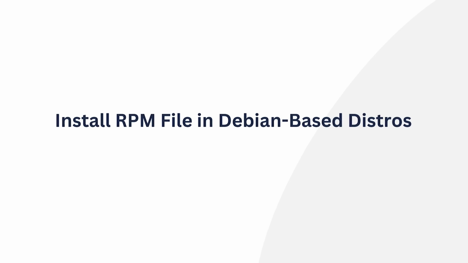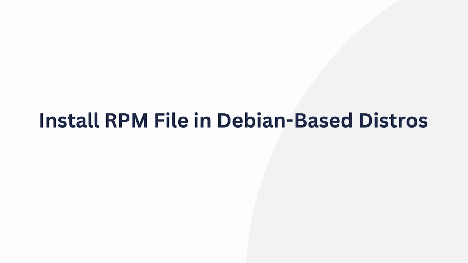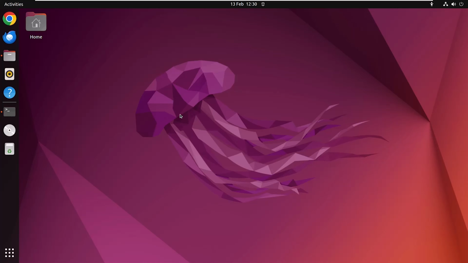Although RPM is a package type built for Red Hat-based Linux distributions, you can install an RPM package in Debian-based systems by converting the file type from RPM to Debian. To illustrate, let's install the RPM file of Photo College in Ubuntu by two methods. At first, let's install with Alien.